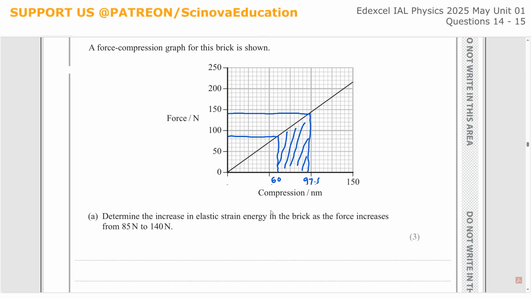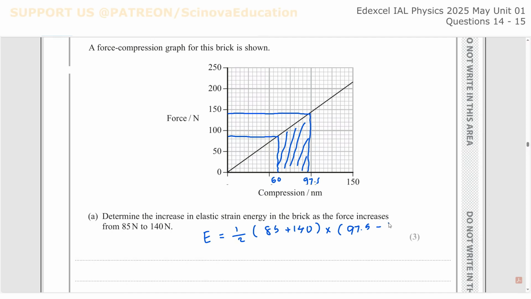Then you can use the formula for a trapezium to calculate the energy, which is half times sum of the parallel sides, which is in this case 85 plus 140, times the perpendicular distance between the two parallel sides, which is given by 97.5 minus 60. Very important, you should be careful, the compression is given in nanometers, so it should be converted to meters by multiplying with the factor of 10 to the power minus 9. So our final answer would be 4.28 times 10 to the power minus 6 joules.